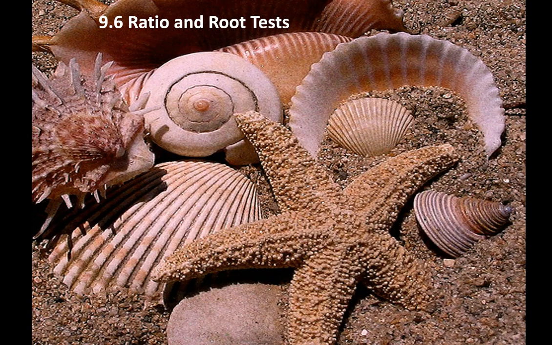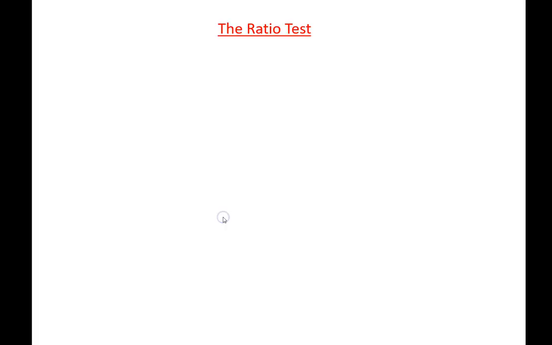We're going to take a look at section 9.6, which is our last section for this unit. And we've got two more tests for checking to see if a series converges or diverges. One's called the ratio test and one's called the root test. So the ratio test goes like this.